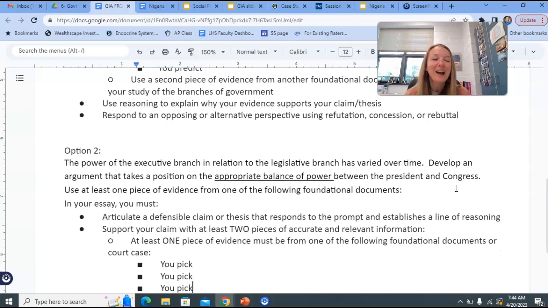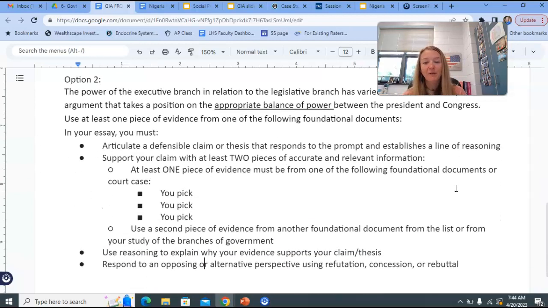Again, this is asking your opinion, but what do you think is the appropriate balance of power between the president and Congress? Even though it is allowing you to provide your perspective, you do not write I in an argument. It decreases the value of the argument. Just make the statement. The president should have more power than Congress because. All right, so that is all you have for that.